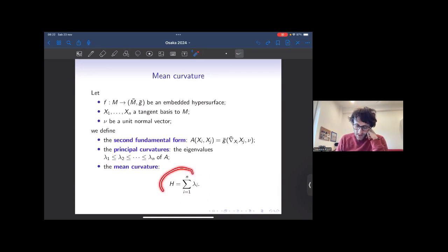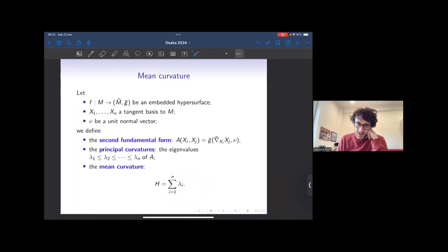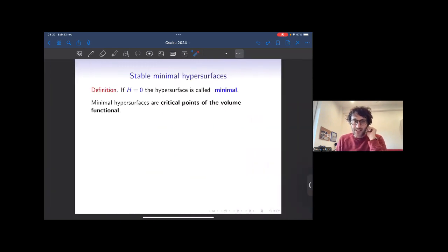Once you define the mean curvature, the easiest thing that you can ask is that this mean curvature vanishes. When the curvature vanishes at any point, the hypersurface is called minimal. They are very important for a lot of applications in geometry, but probably one of the most important reasons for studying such hypersurfaces is that they are critical points for the volume functional. I can compute the variation of volume of a hypersurface, and this surface is critical if and only if it's minimal.